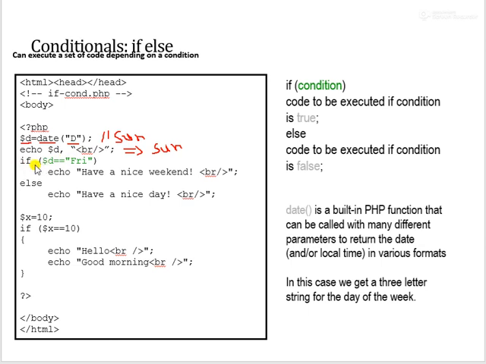Then if d is Friday, no, d is not Friday, d is Sunday, so this if will not execute, instead else will execute, and you will get this message on screen: have a nice day. And then we have another variable x assigned 10. If x is equal to 10, yes, it is true, so hello, good morning will display on screen.